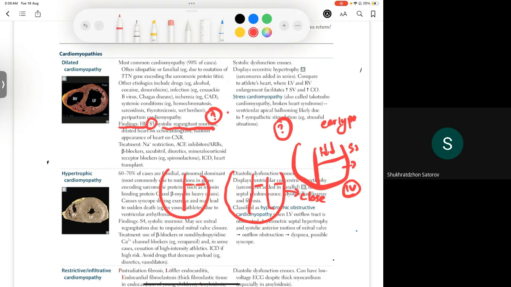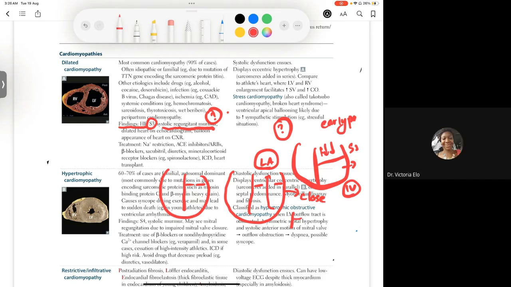So during systole, some blood is going to enter into the left atrium, which is going to give you a systolic regurgitant murmur. What was the murmur associated with mitral prolapse or mitral regurgitation?